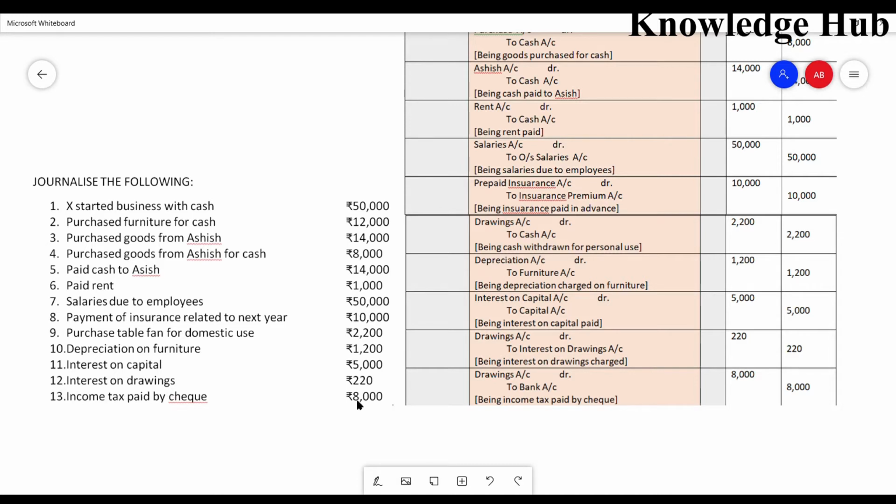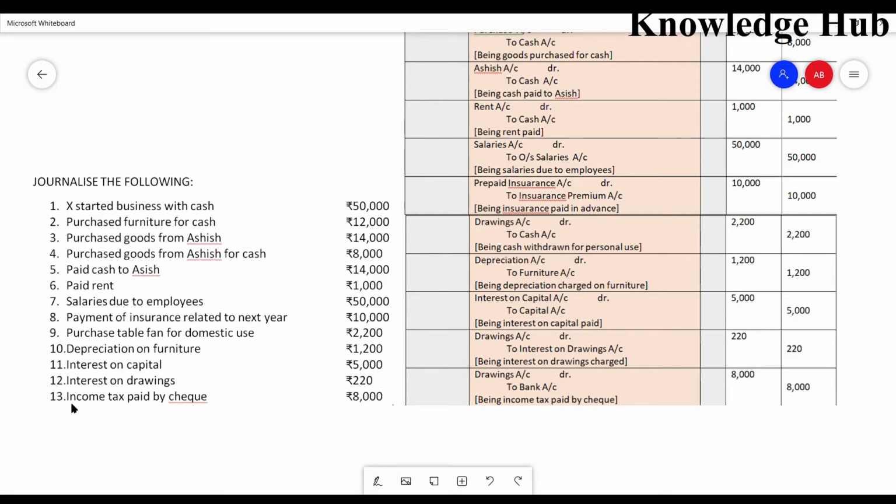Interest on drawings for rupees 220. Now, drawings is an expense. So, being an expense, the drawings is debited and the interest on drawings is an earning for the business. When a proprietor is drawing the money for himself, he is liable to pay the business some interest on it. So that becomes an income from the point of view of the business. Being an income, it is credited. So my journal entry is drawings account debit to interest on drawings account for 220 rupees. Narration is being interest on drawings charged.